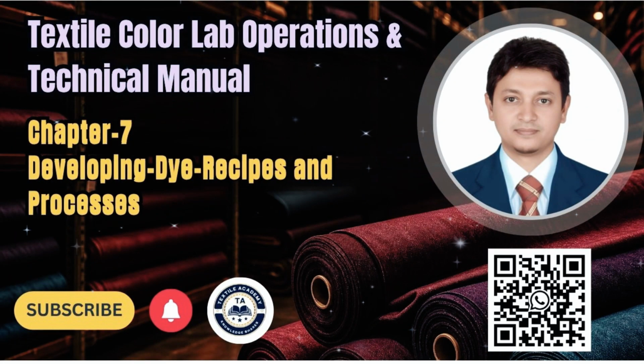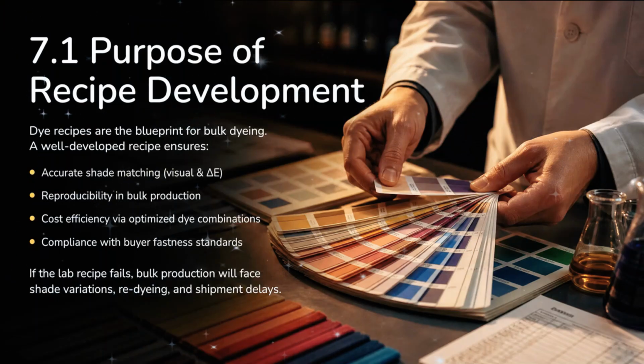Welcome, everyone. In this session, we will focus on Chapter 7, Developing Dye Recipes and Processes. This chapter offers a step-by-step guide for creating cost-effective, reproducible dye recipes that ensure RFT and buyer approval for new color lab managers. The purpose of recipe development is to create a blueprint for bulk dyeing. A well-developed recipe ensures accurate shade matching, reproducibility, cost efficiency, and compliance with buyer fastness standards.